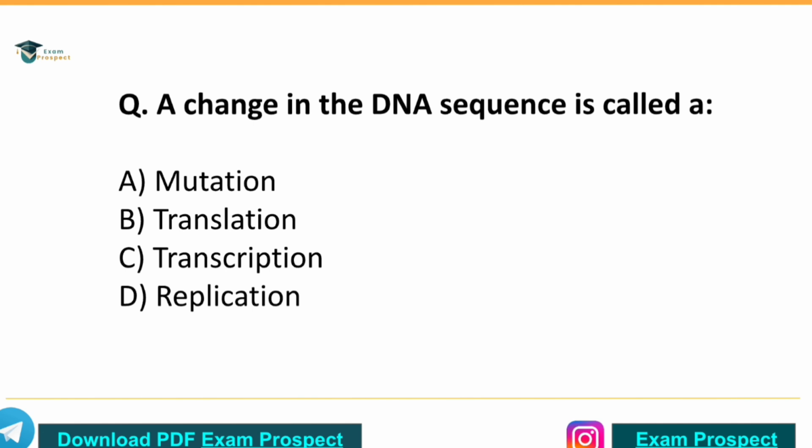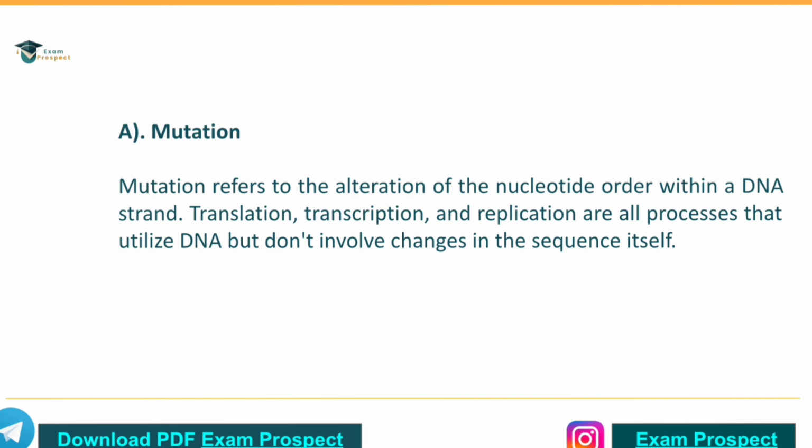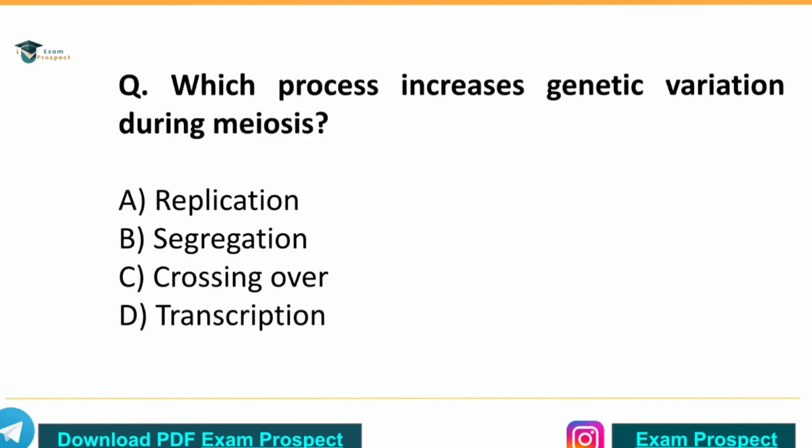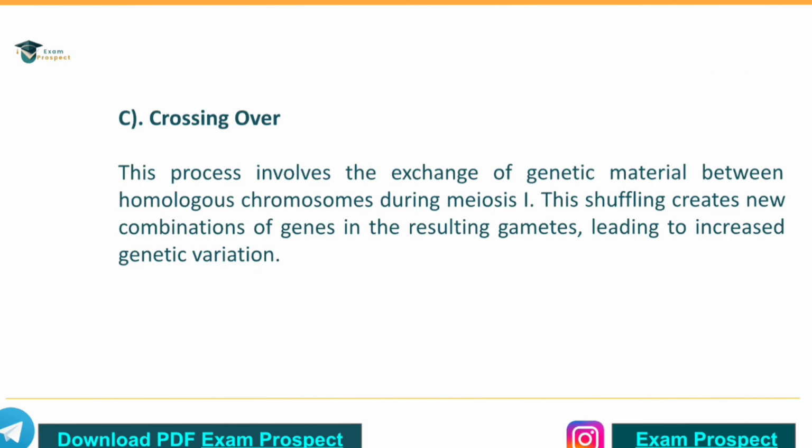Next question. A change in the DNA sequence is called a? Correct answer is option A, mutation. Next question. Which process increases genetic variation during meiosis? Correct answer is option C, crossing over. And this process involves the exchange of genetic material between the homologous chromosomes during meiosis. This shuffling creates new combinations of genes in the resulting gametes, leading to increased genetic variation.